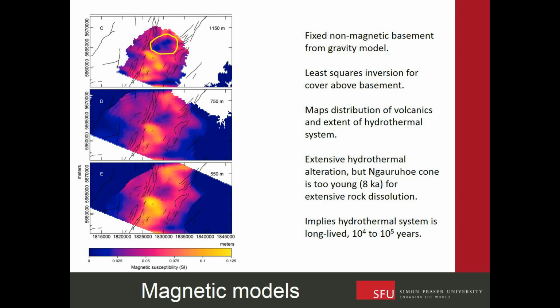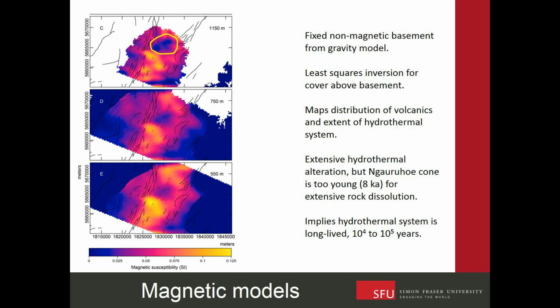Again, this time we brought our basement model in, but we know the basement's not magnetic, so we can fix that as a lower bound on the magnetic material and just invert for what's above it. And we see this mag low here, going down in all our slices. This corresponds with that gravity low that we saw in the previous slides around the hydrothermal system.